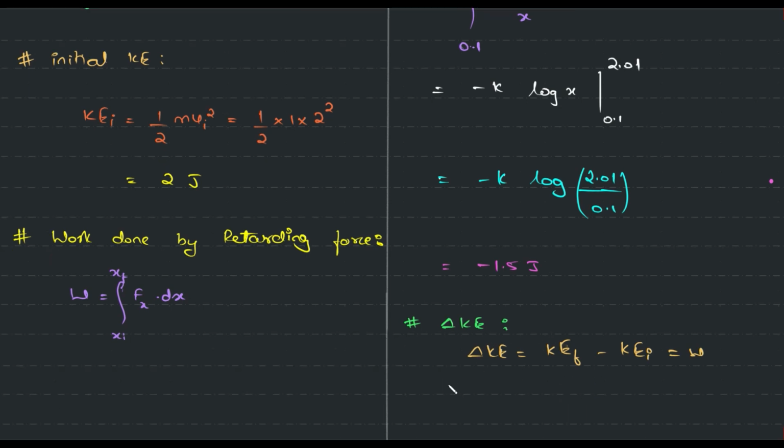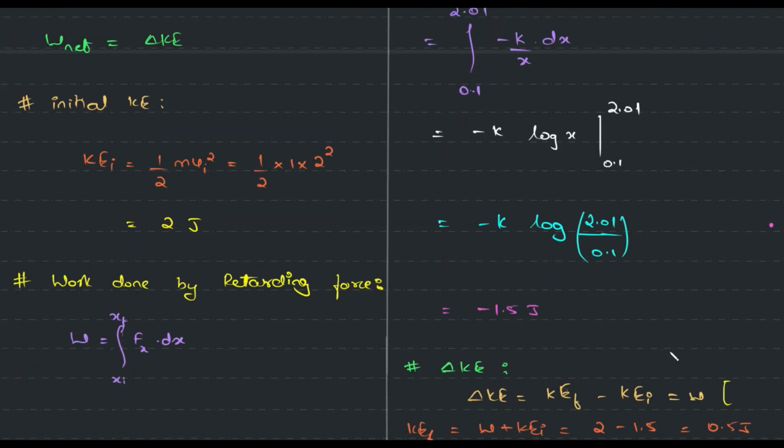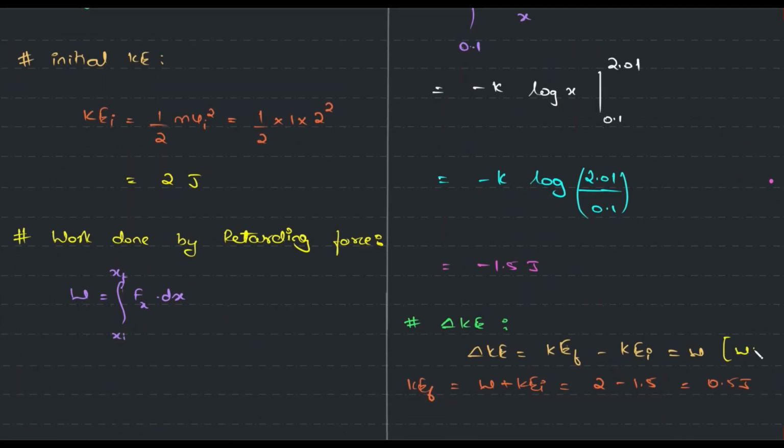So we don't have space over here. Kinetic energy final will be equal to work plus kinetic energy initial. So initial is 2, this is minus 1.5. Yeah, now it's proper. 0.5 joules. I got a bit confused. So this is your work energy theorem, right? This statement I already wrote, work energy theorem. So as per that, I am able to get this.